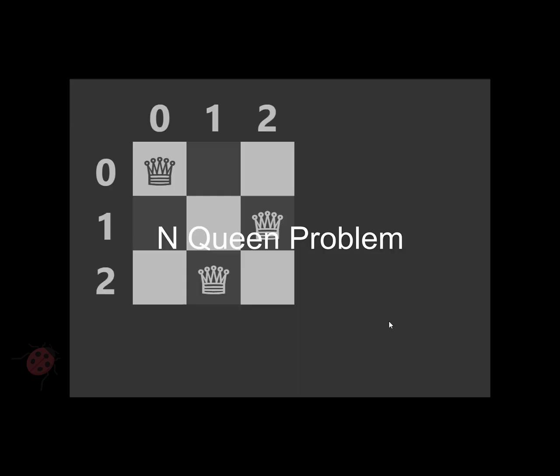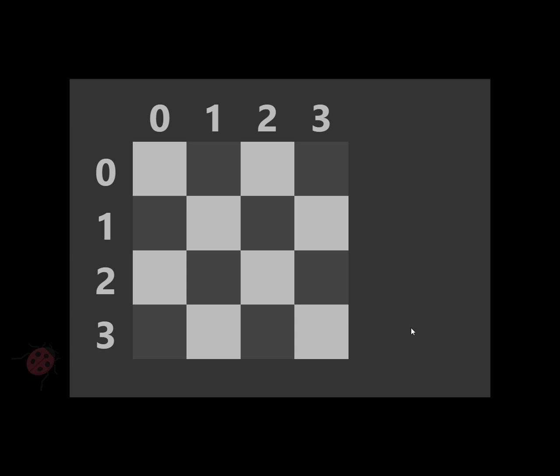In this video, we'll be looking at the N-Queen problem. Let me give you the problem statement. You are given an n by n chessboard and you are asked to place N queens in such a way that none of the queens attack each other. Well, this is what we call the N-Queen problem.